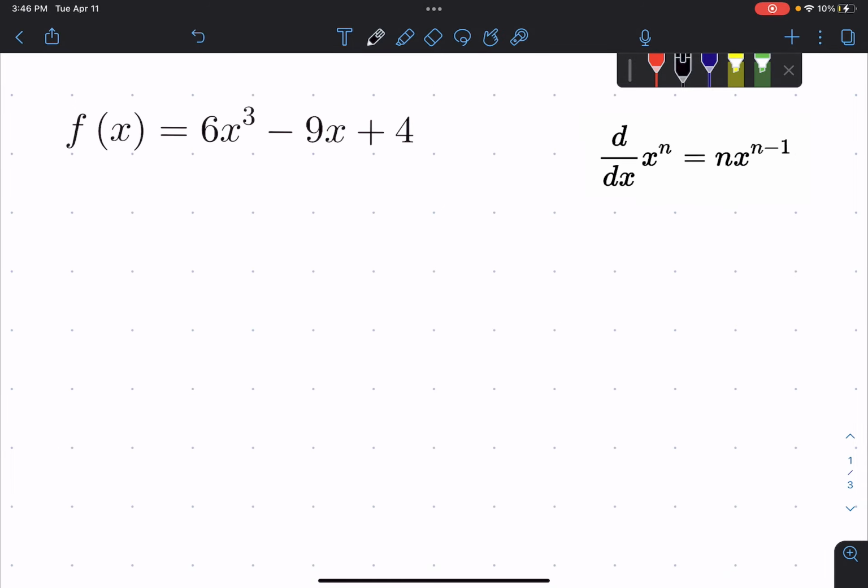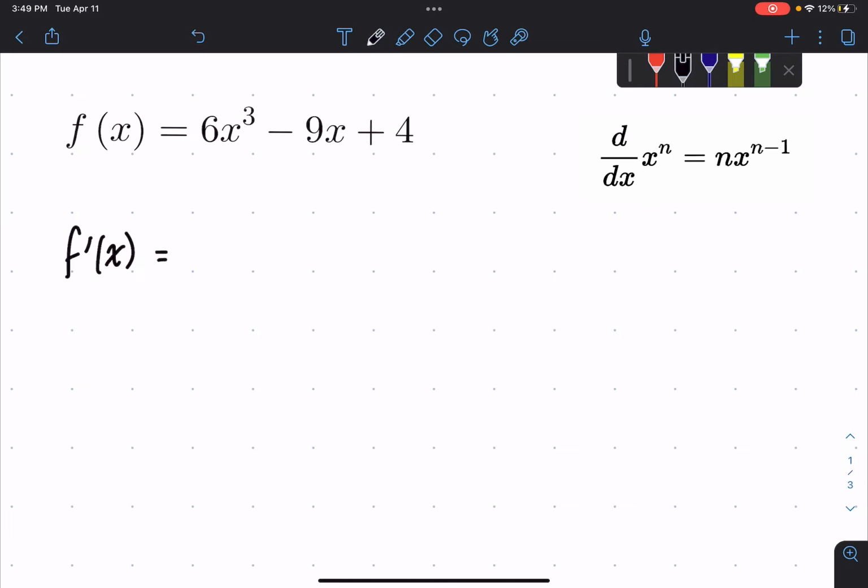The first question we have is a function that is equal to 6x cubed minus 9x plus 4. I'll do the first one with you guys, and for the rest, you can try yourselves first. So with polynomial functions, the way we derive them is we treat each term separately. Let's first apply the power rule on the first term, 6x cubed.